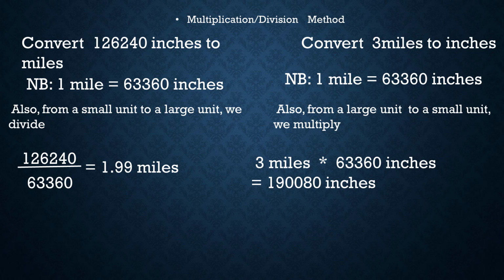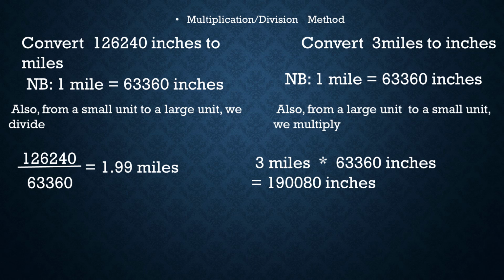And we said once again that in any division situation, the measurement you are given to convert would always be your numerator, while the larger unit in your unit conversion rate would be the denominator. So what we are going to have is 126,240 divided by 63,360. This would give us a figure of 1.99. Alright, so we add the miles to it. So we'd have 1.99 miles.